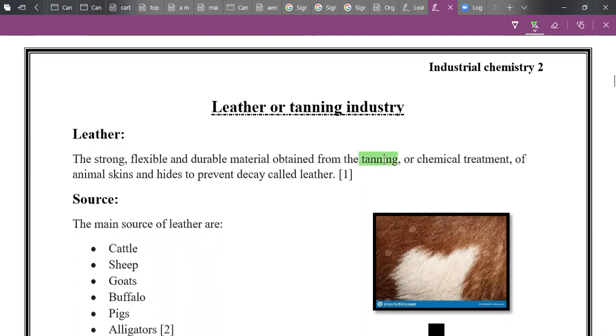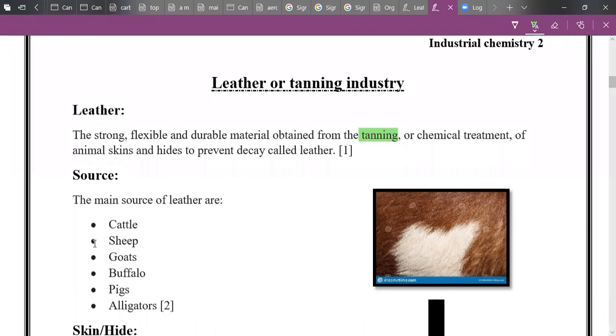What is tanning? Tanning is a process in which we convert skin into leather. The main sources of leather are cattle, sheep, goat, buffalo, pig, and alligators. The skin of these animals is mostly used for leather production.